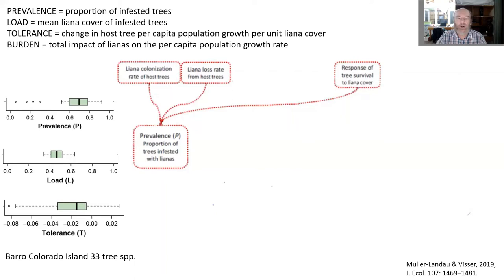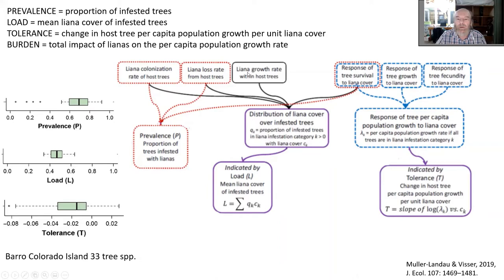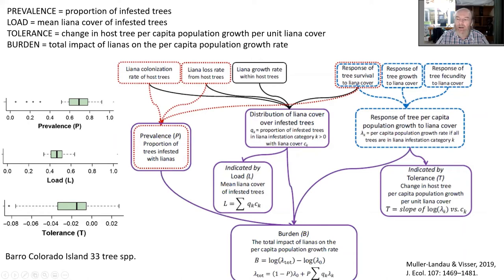Okay, further, when we look at the response of the host in survival, then we also look at the response in the growth rate and in the fecundity, which is basically the main definition of fitness. Then all these together define the response of tree per capita population growth to liana cover, which is indicated by tolerance. And then the liana growth rate within host trees, and then all the colonization and loss rate and response of tree survival define the distribution of liana cover over infested trees, and that is indicated by load. And finally, the tolerance and load and prevalence go to define the final important variable, which is burden.